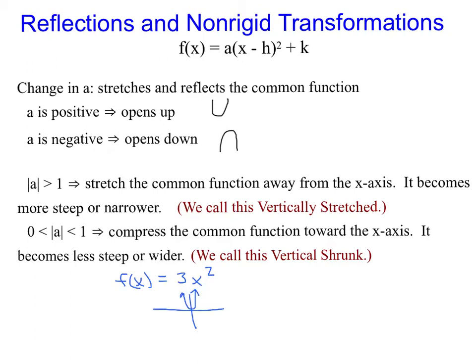Now, if I were to give you something like, say, f of x equals 1/4 x squared. Well, notice that is an A value between 0 and 1. And that's going to vertically shrink it. In other words, it is going to become less steep or wider. So that parabola will become vertically shrunk. It's going to become wider.